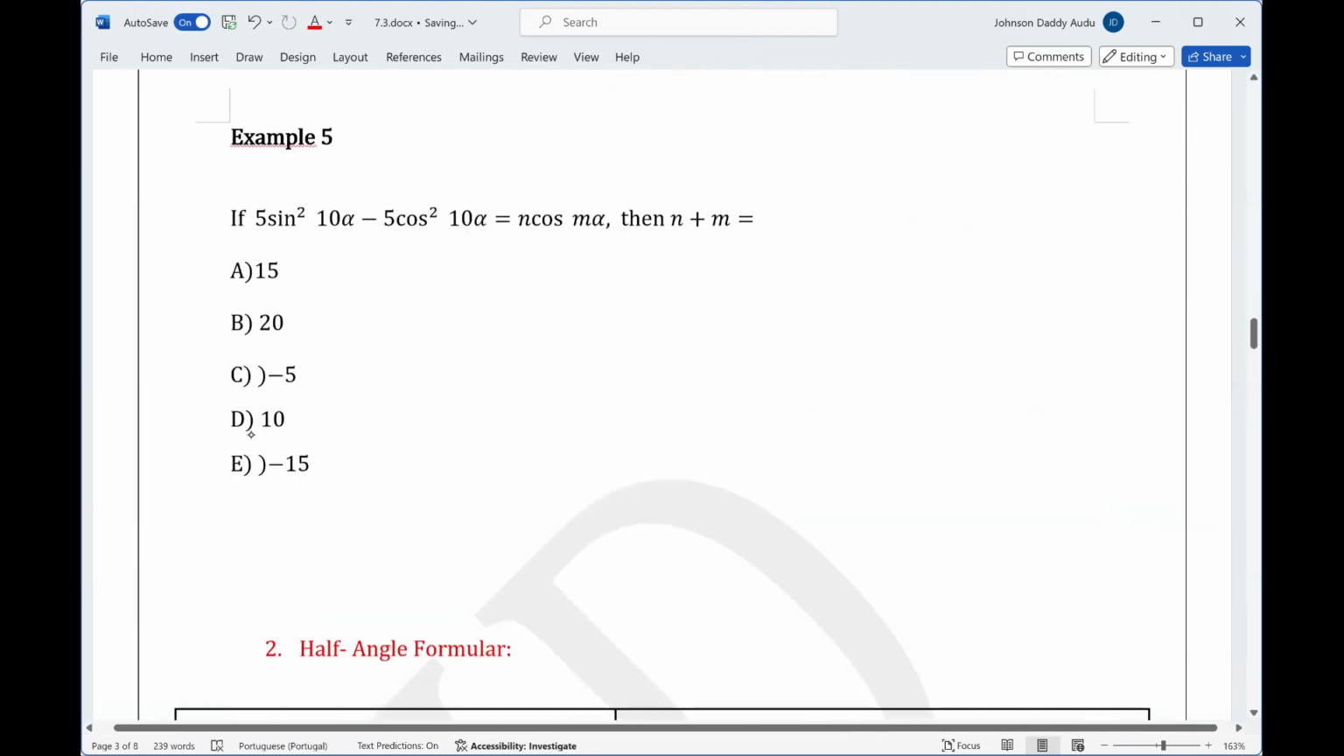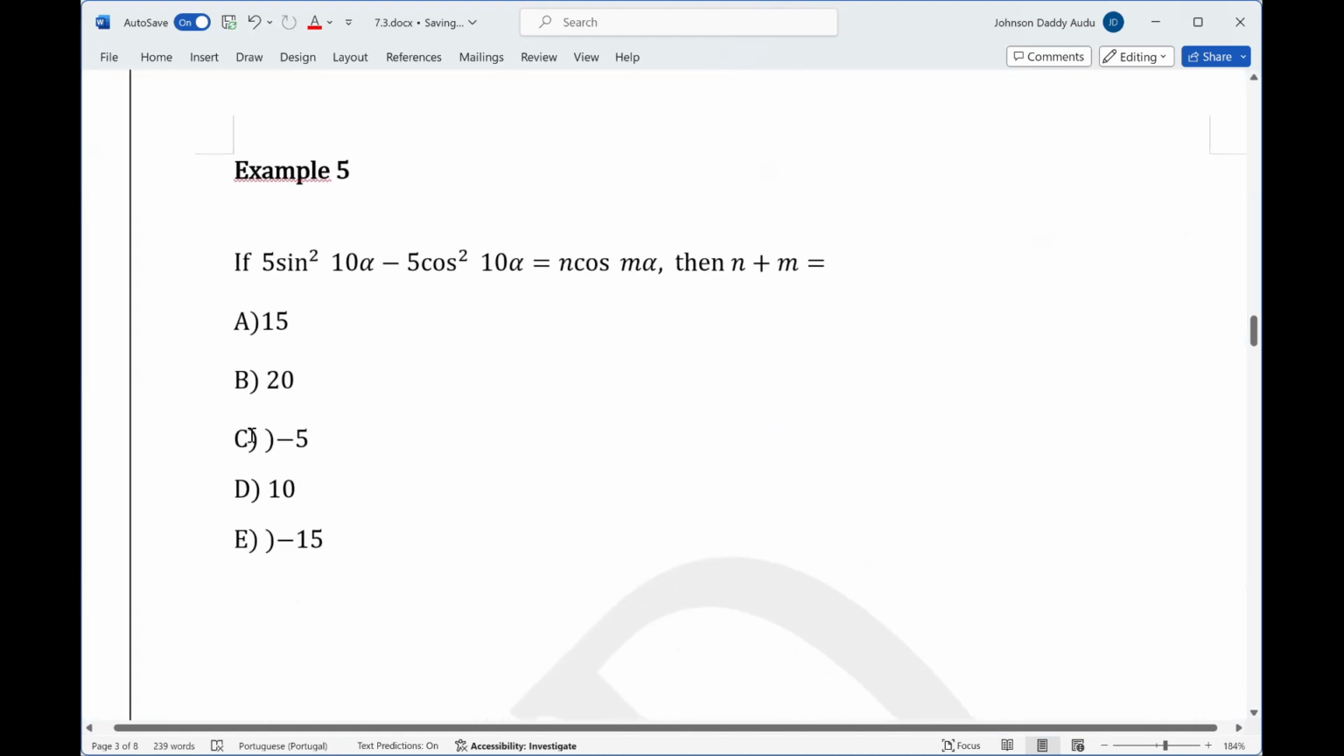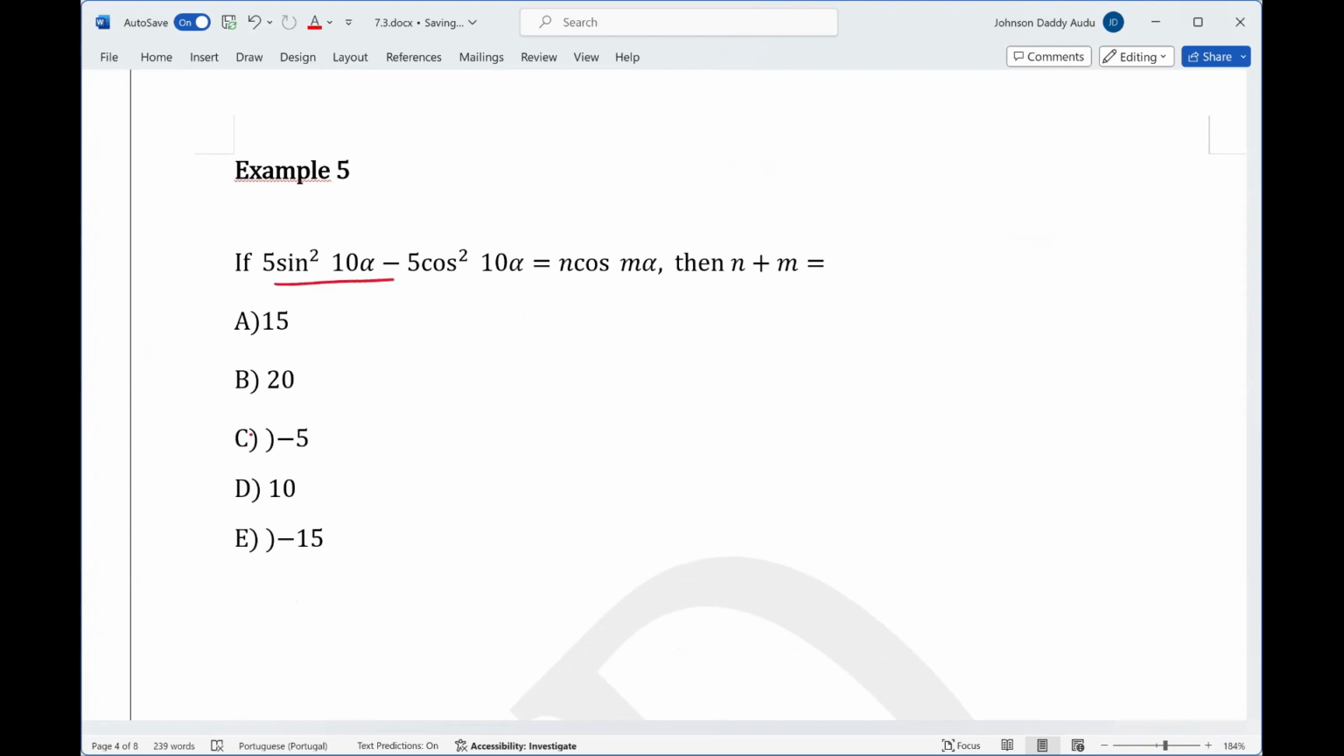Okay, so just one more and we're done. Now, example 5. So for example 5, you have 5 sine squared, this, equals to this. So we want to find n plus m. So let's start with what we have. We have 5 sine squared 10 alpha minus 5 cosine squared 10 alpha.